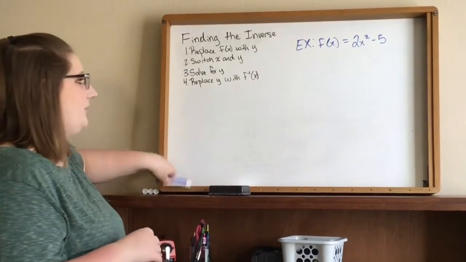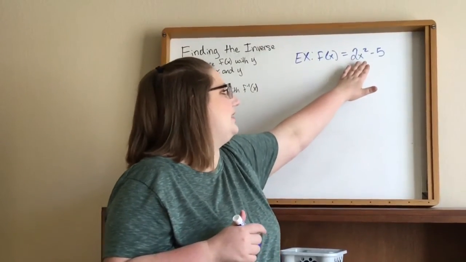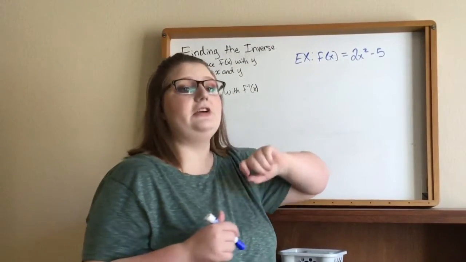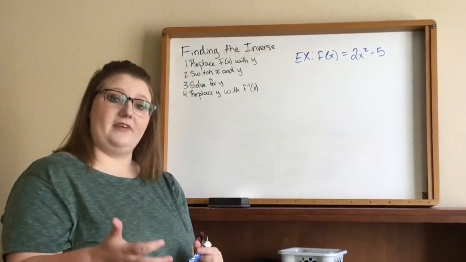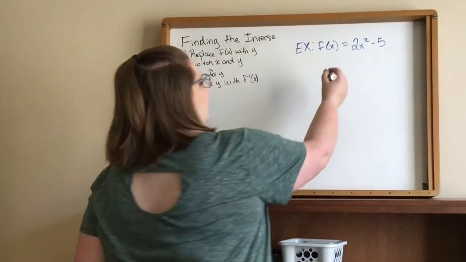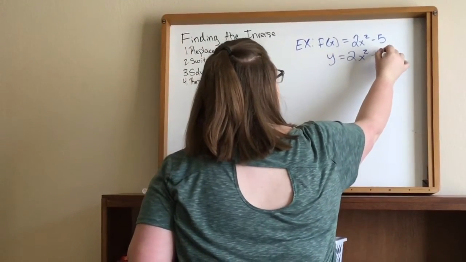It looks like an exponent of a -1 after the f, but we say f inverse of x. So for our first example, we have the function f of x equals 2x squared minus 5. So following our list of steps, step 1, we need to replace f of x with the letter y. So our function changes to y equals 2x squared minus 5.